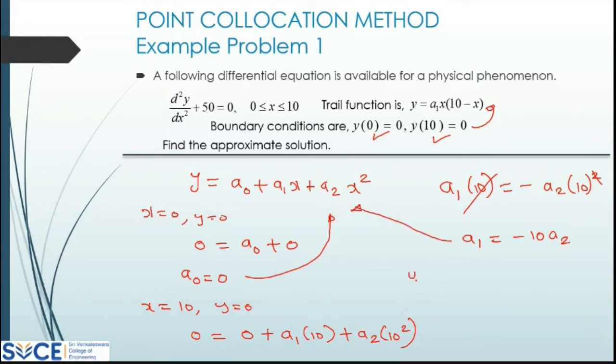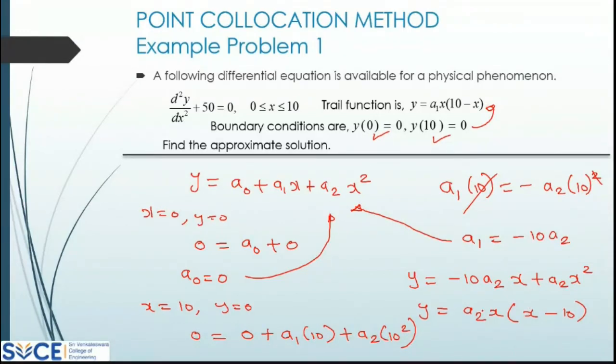What I'll get? I'll get y is equal to a naught is 0, leave that. A2 is 10. So a1 is minus 10 a2, x plus a2 x square. Right? So which means I will take a2 and x outside. When I take a2 and x outside, what I'll get? I will get x minus 10. Right? So you can see it is similar to what you got here. Only one negative sign is changing.